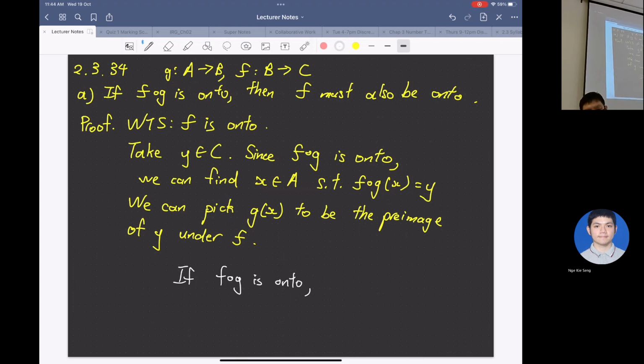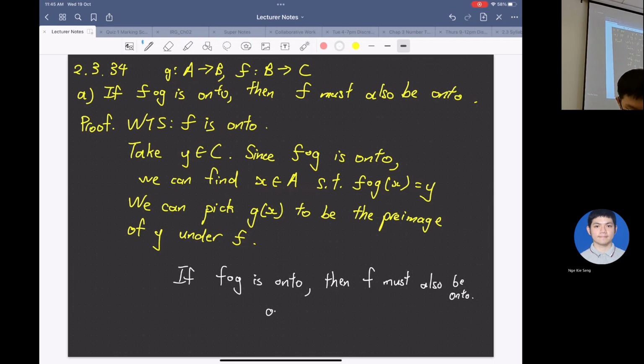So in real life, maybe you already apply a few functions. You know the composite is onto, but you want to ask whether the individual function is onto or not. How do you know? This exercise 3.2.34 tells you that if the composite is onto, then the last one must be onto. But G, you don't know whether it's onto or not. G might not be onto, but the last one must be onto.